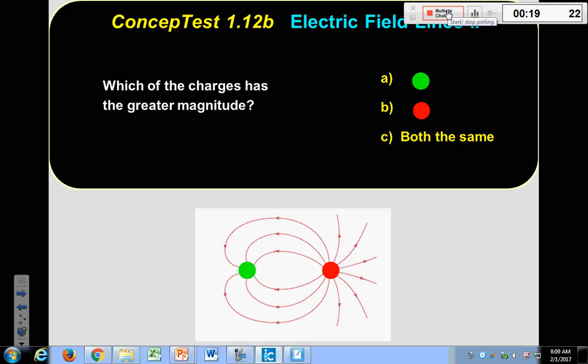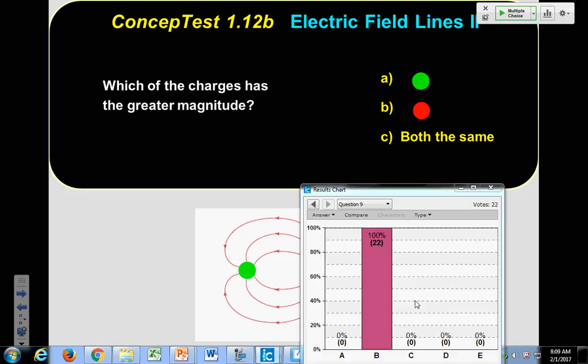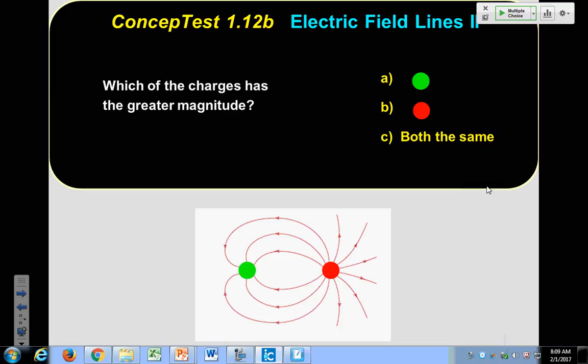I'm going to stop at 22. Okay, awesome. The number of lines is bigger on the red charge, so it has a bigger magnitude of charge.